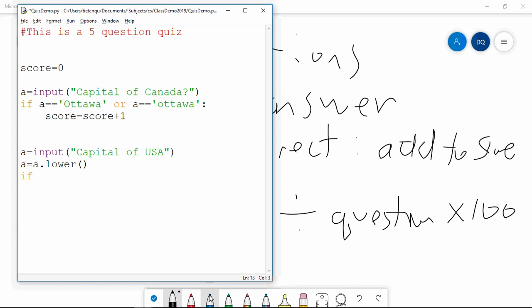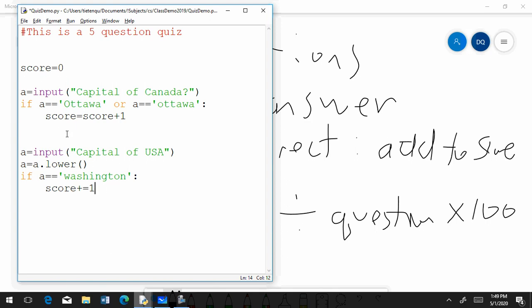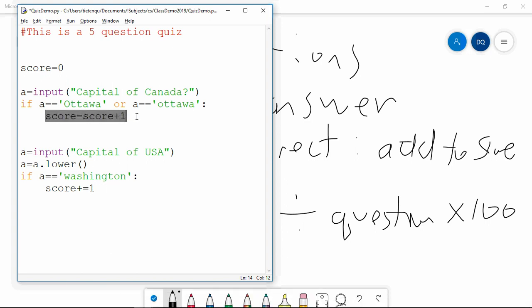And then if their answer is equal to washington, then score is equal to score plus 1. Now notice I did this differently than the last one just to show you another technique. You can add 1 to score by saying score is equal to score plus 1, or you can write score plus equals 1. That will increment, that is add 1 to score.